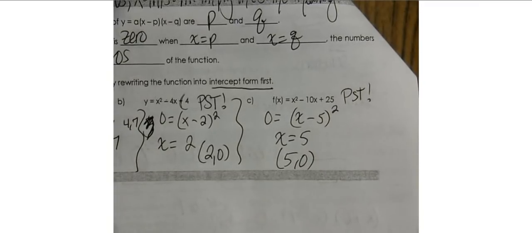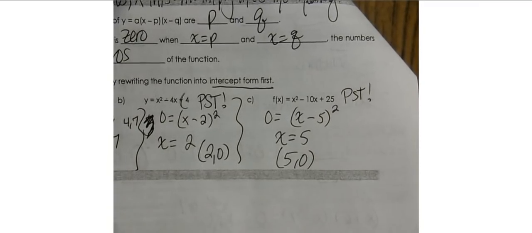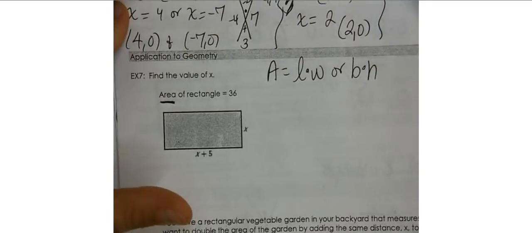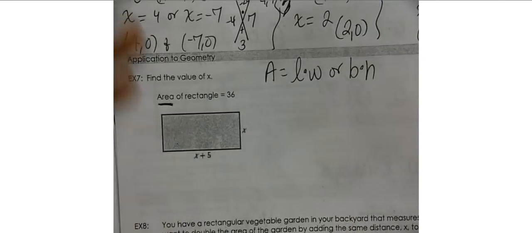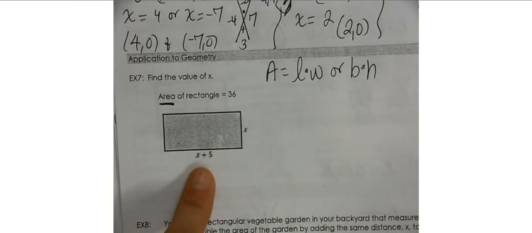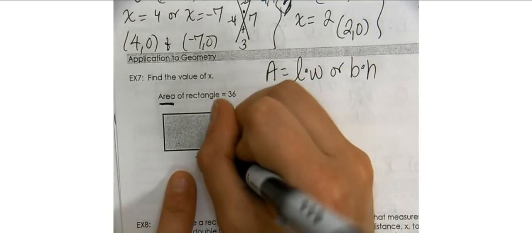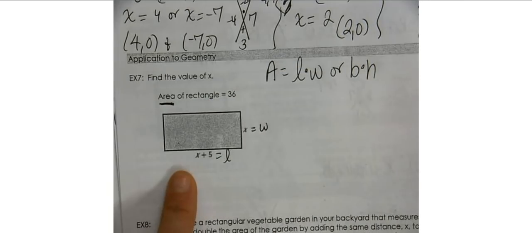We have two more examples for this lesson, and they are application problems. The first one, example number 7, is we are asked to find the value of x, given that the area of the rectangle is 36. Now remember that the area of a rectangle is length times width, or base times height, depending on how you approach the problem. But regardless, let's just say that we're going with length times width. I'll say that x plus 5 is equal to my length, and x is equal to my width, and my area is equal to 36.